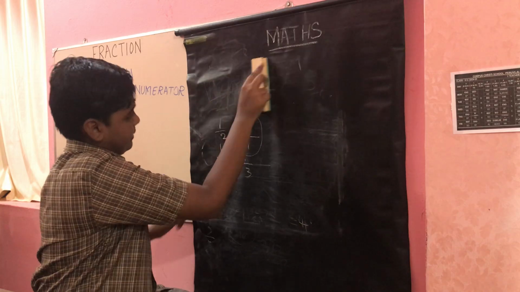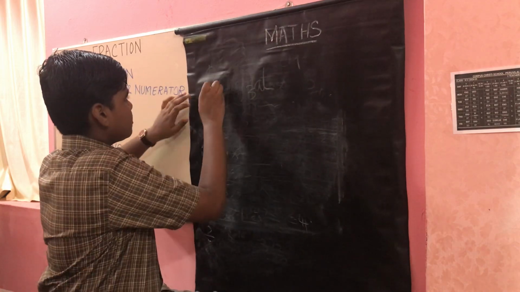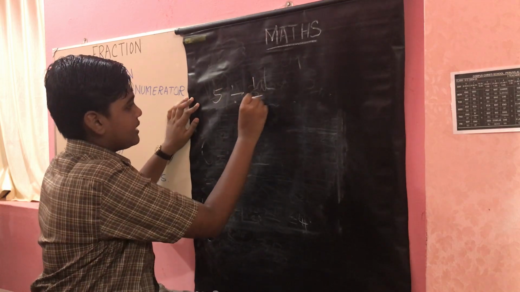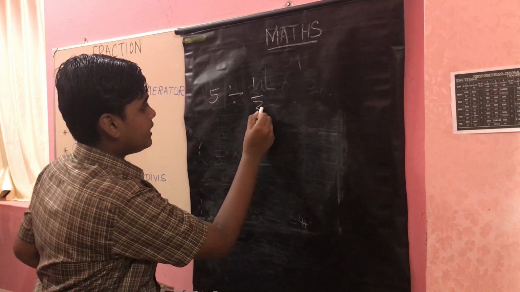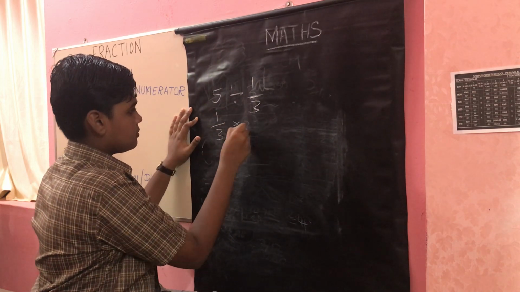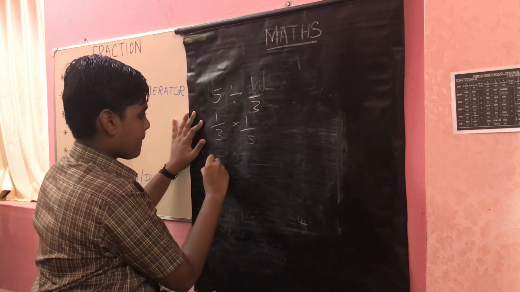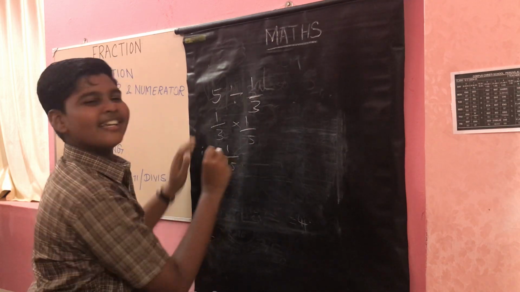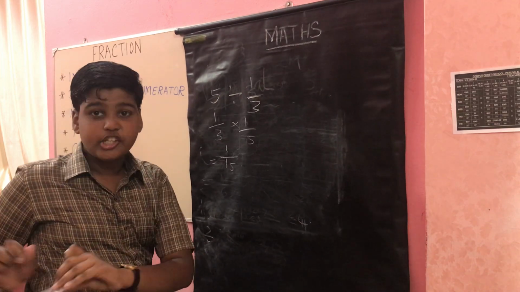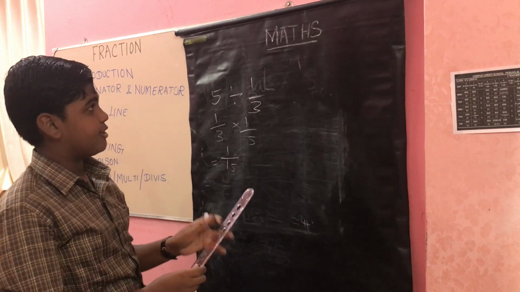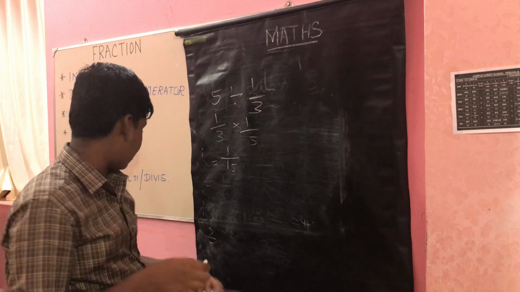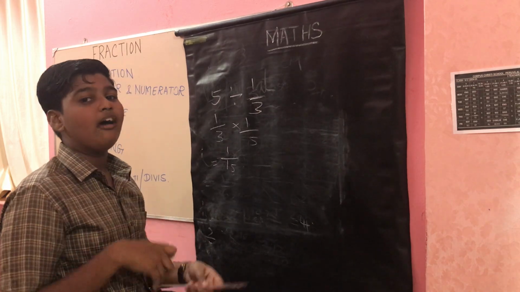I'll explain one more sum. 5 divided by 1 by 3. So how to find it? Same method. I'm doing it directly, okay? 15. Easy. So this is how we do addition, subtraction, multiplication and division. For addition and subtraction the method is the same, that's LCM, and for multiplication and division we have a different method.